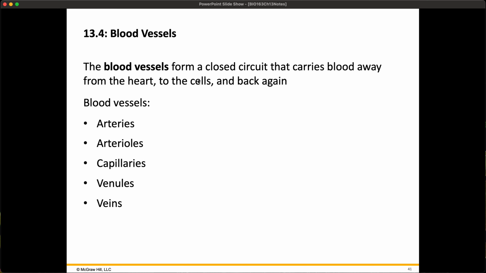All right, blood vessels. So we're talking about blood pressure, so we start to talk about blood vessels. Blood vessels form a closed circuit, so we have a closed circulatory system as opposed to things like insects that have open circulatory systems. This carries blood away from the heart to the cells and back again, traveling on arteries, arterioles, capillaries, venules, and veins. Arterioles are small arteries, venules are small veins.